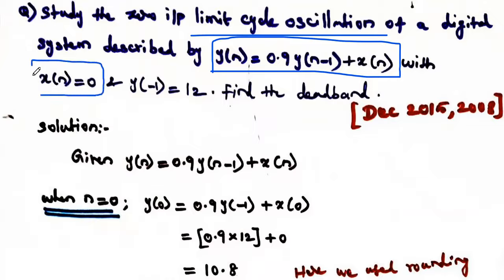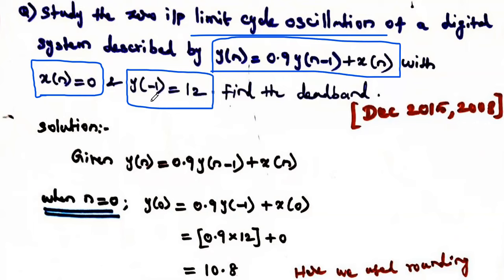So the input applied to the system is 0, and y of minus 1 is equal to 12. That is the previous output, the output of this system at time n equal to minus 1, given as 12. So the previous output stored in the system is 12. The question is to find the deadband. We have to study the limit cycle oscillation behavior of this system and find the deadband. This question is from December 2015 and 2008.